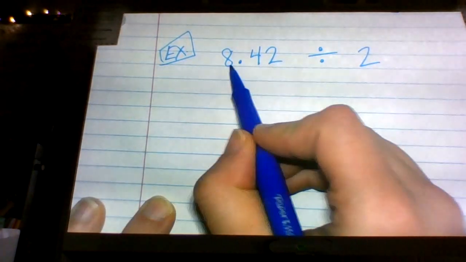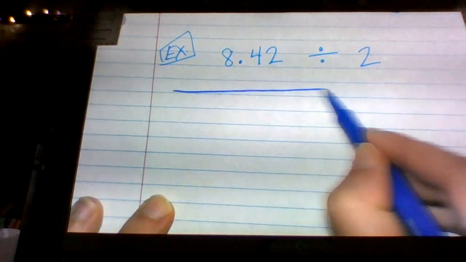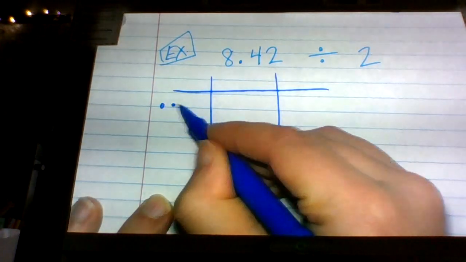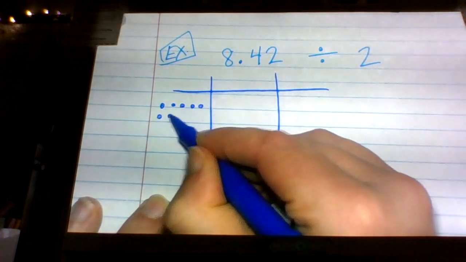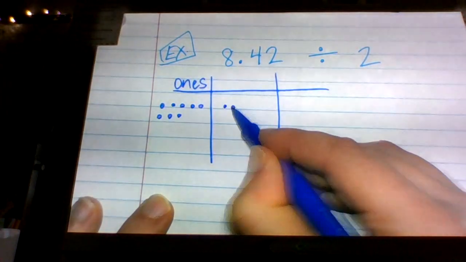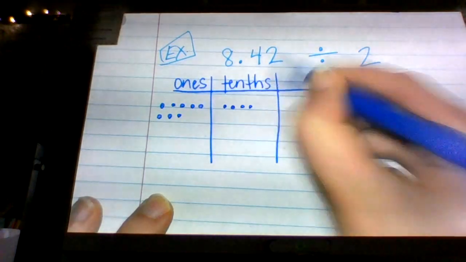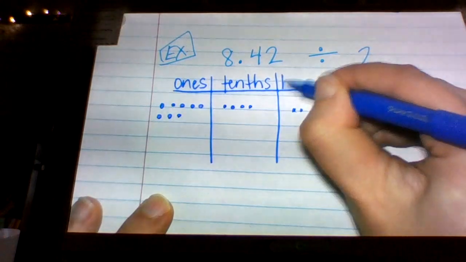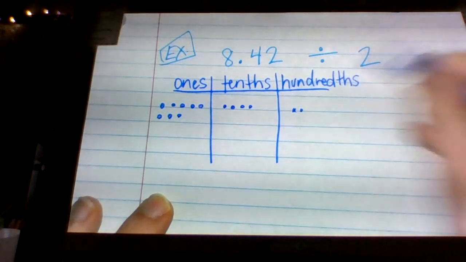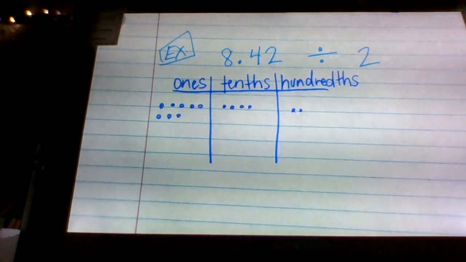So let's say, for example, here we go. 8 and 42 hundredths. If I was to draw a place value chart, I have 8 in the ones place. I have 4 in the tenths place. And 2 in the hundredths place. That's my dividend, or the number being divided.